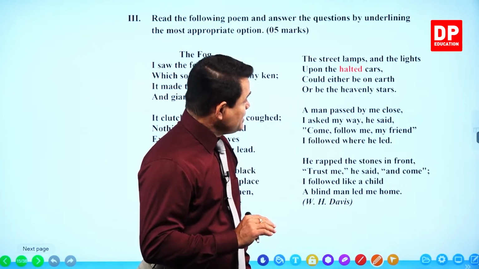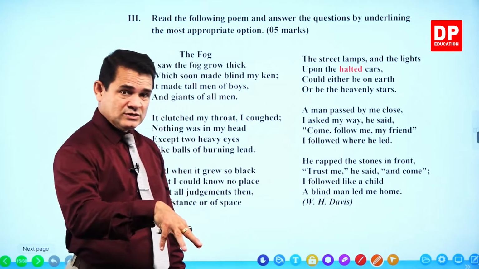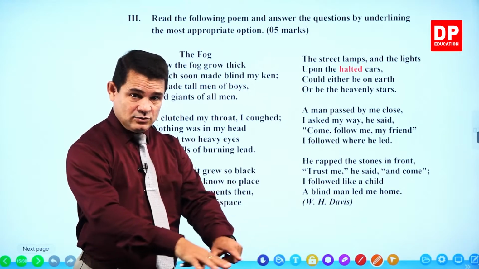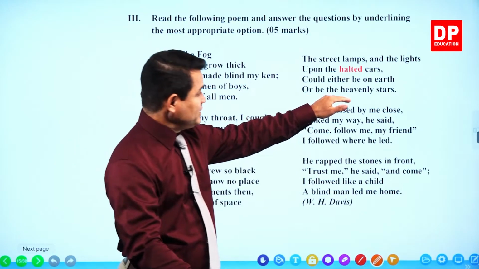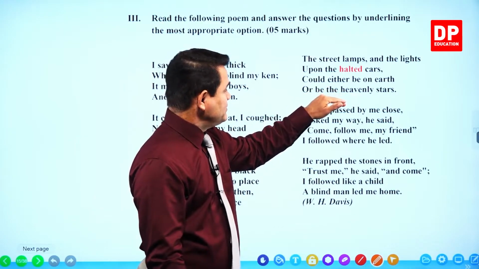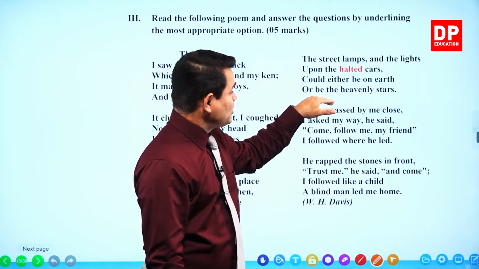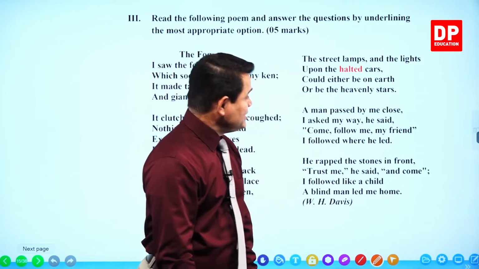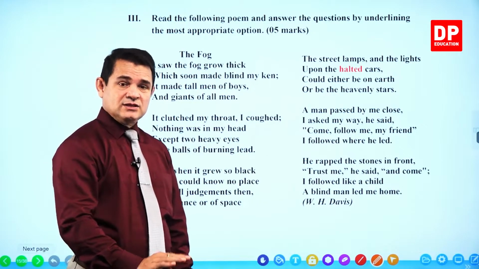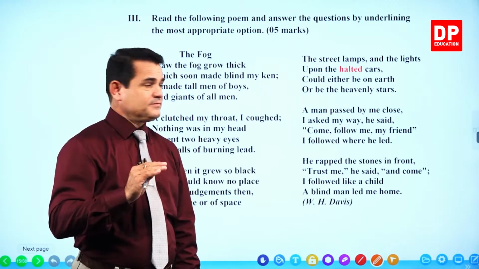Those halted cars could either be on earth, or earth means prithviya, bima. Could either be on earth or be the heavenly stars. It can be either earth or heavenly stars.